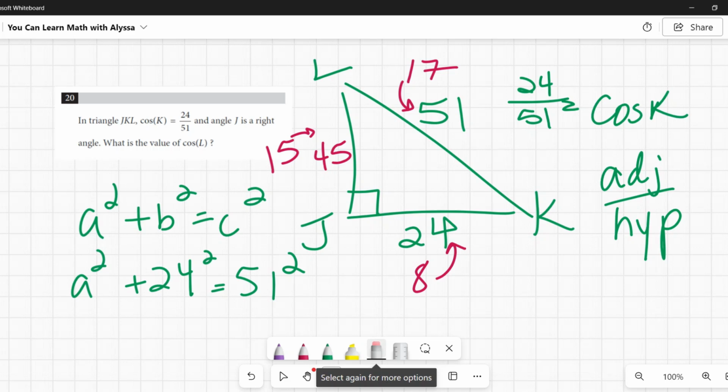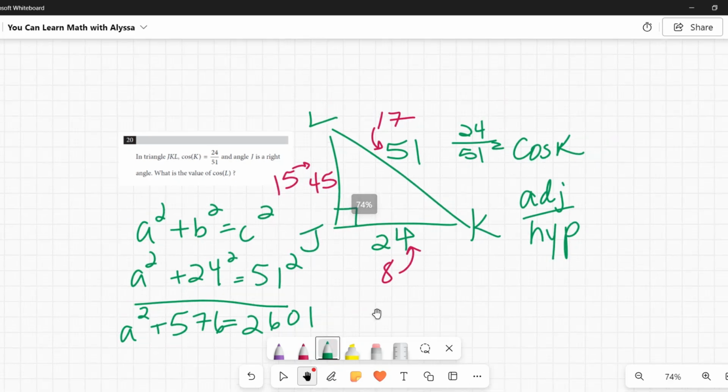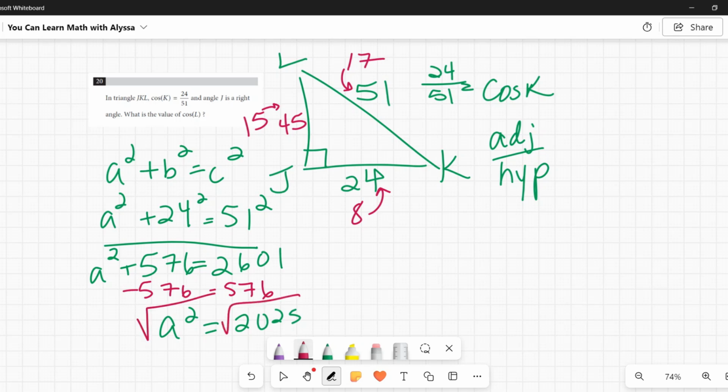If that makes sense to you, that's something that you can use. Absolutely. If you want to just stick with solving using the Pythagorean theorem, totally fine, and it will always work as well. Okay, so if we do this, my 51 squared is 2,601. My 24 squared is 576, and then we have a squared plus that. If I subtract 576 from both sides, I'm going to get that a squared is equal to 2,025. And to solve for a, I need to take the square root of both sides. And we'll get that a is equal to 45.